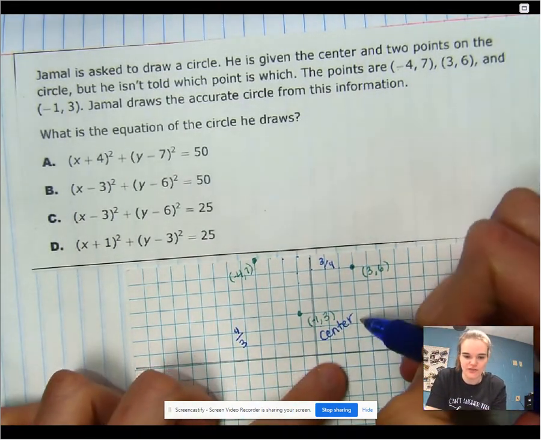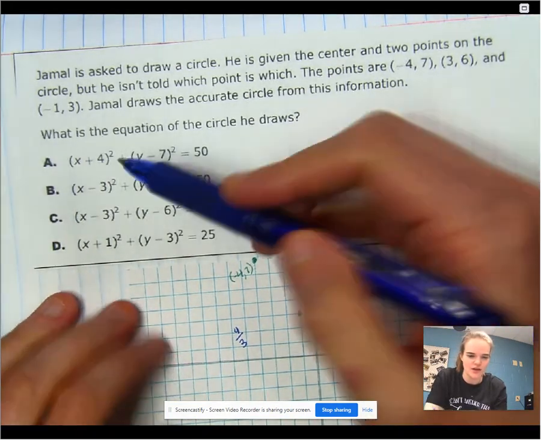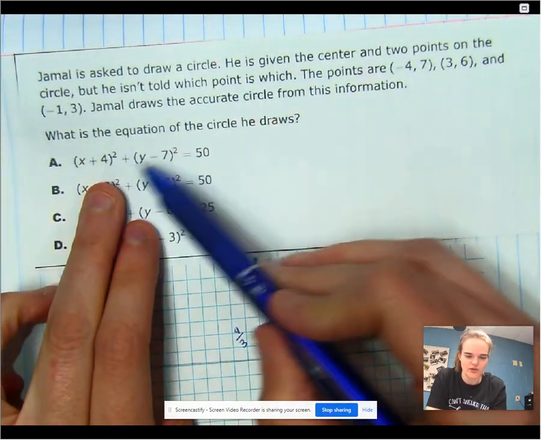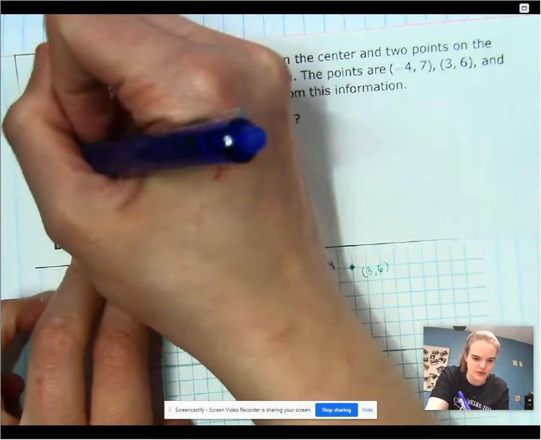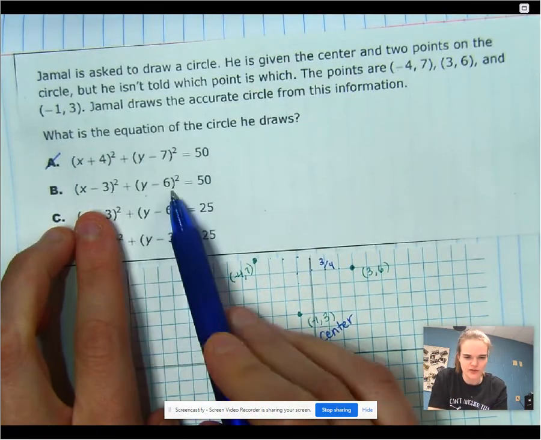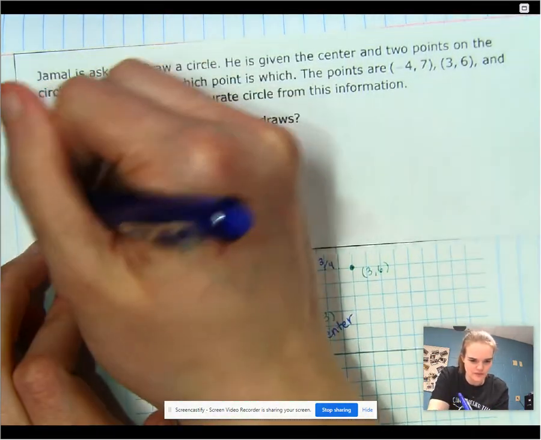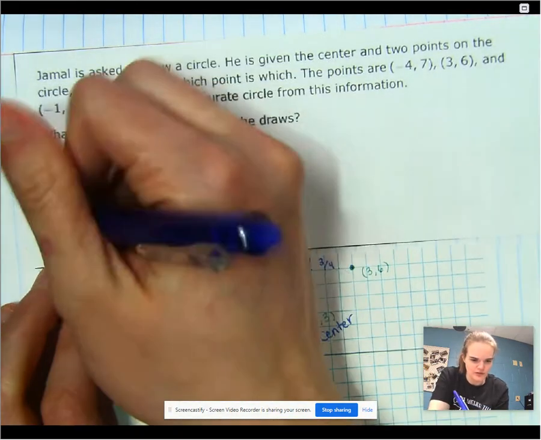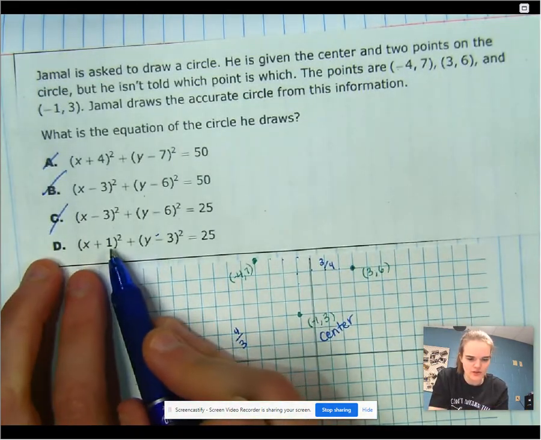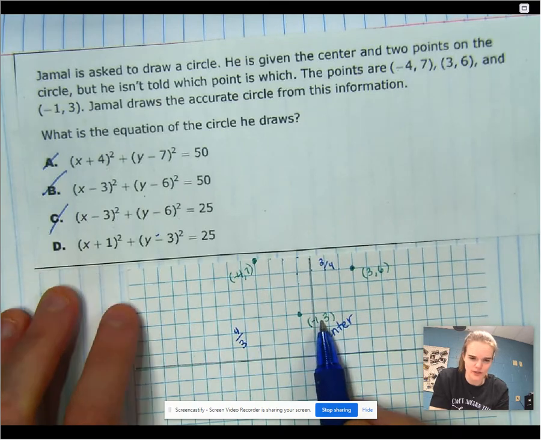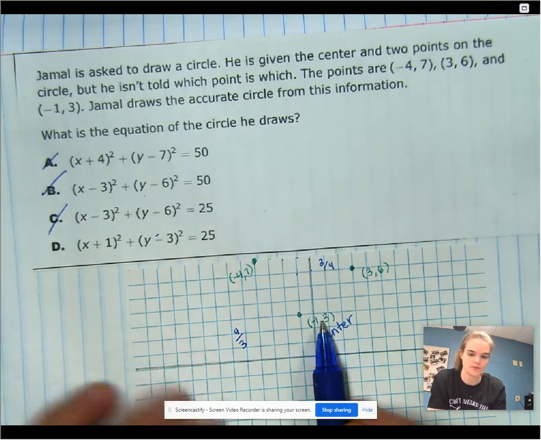Let's see if this center helps us pick the answer. This center is (-4, 7). That's not the center. This center is (3, 6). Not the center. This one is (3, 6). Not the center. This one is (-1, 3). All right, but let's check the radius just to be sure.